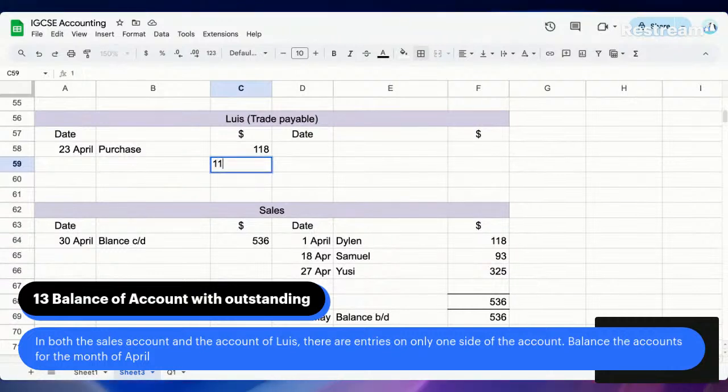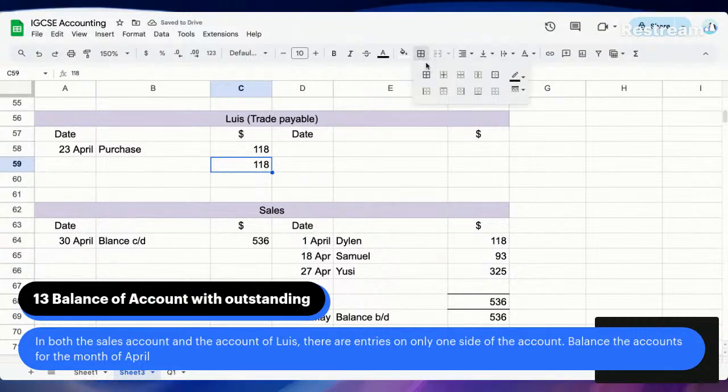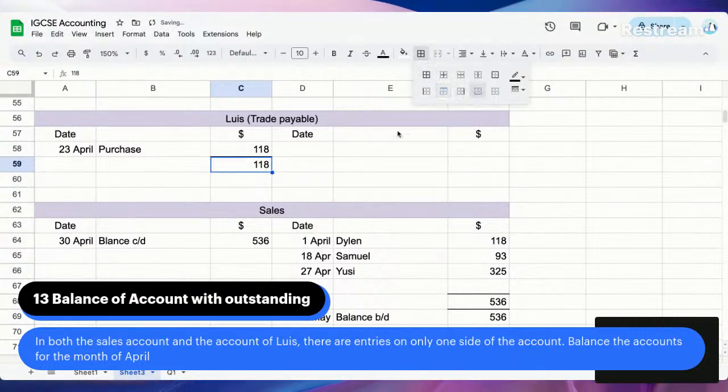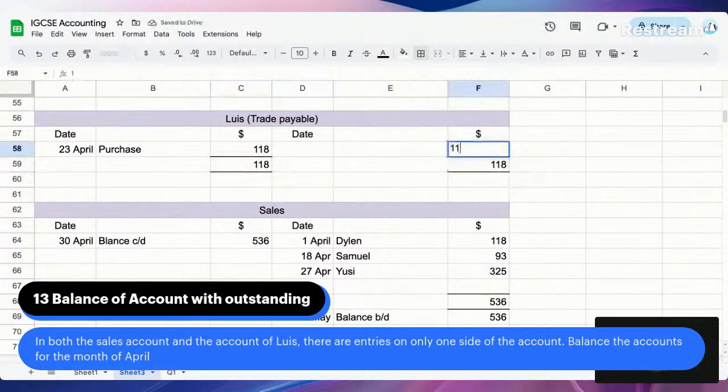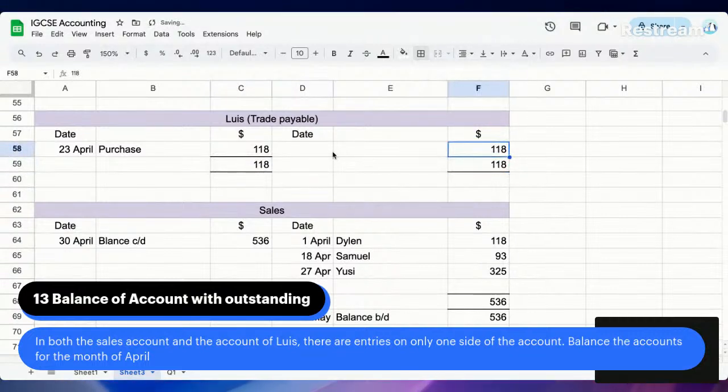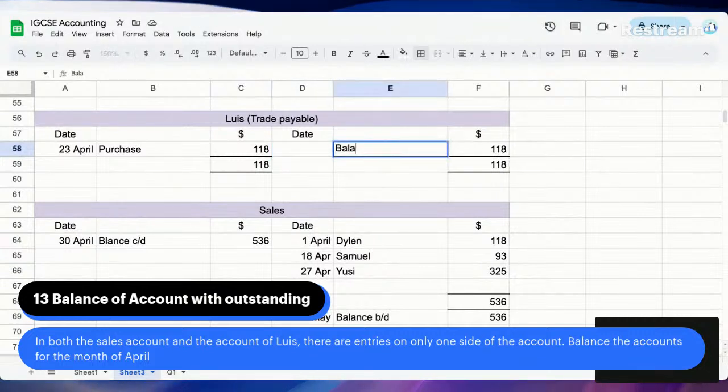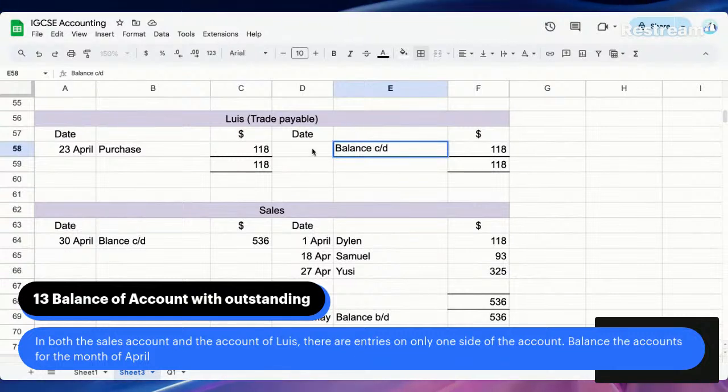You know that this is 118. And let's do the line method. Okay, and then you know the other side for sure is like this. But here is empty. So what should I write? For sure it is something. But how to answer? Wait, what is this one? Again, balance c/d. Sorry, I realized I made a typo.